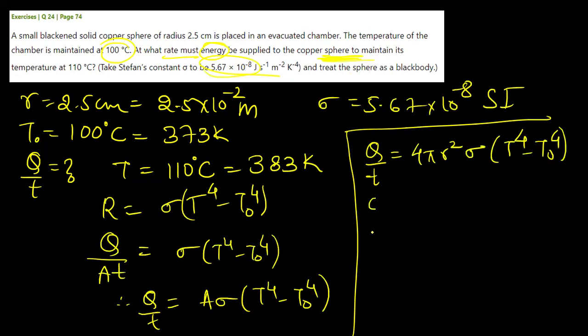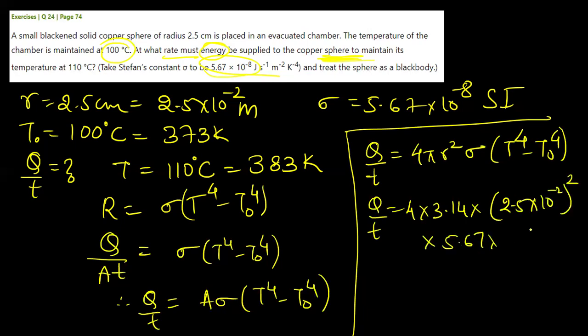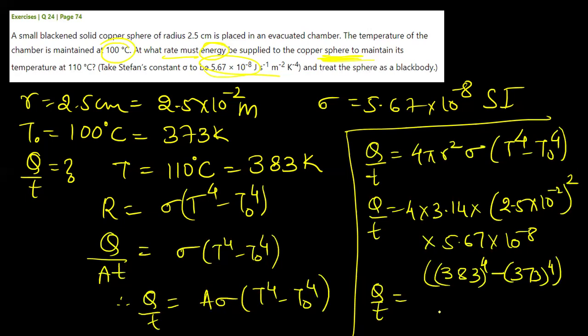So Q by T will be equal to 4 into 3.14 into r square, that is 2.5 into 10 raised to minus 2 square, into 5.67 into 10 raised to minus 8, into 383 raised to 4 minus 373 raised to 4. So you will have to solve a bit lengthy calculation, I know, but we will have to do this, and the answer will be 0.96 here. Watt will be the unit, 0.96 watt.